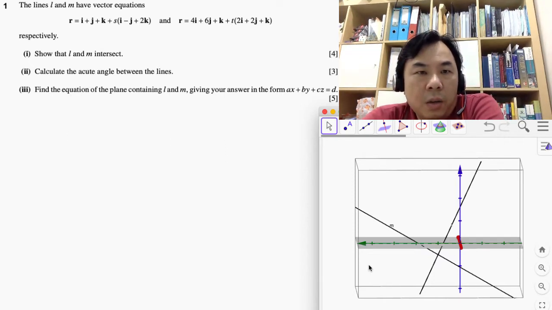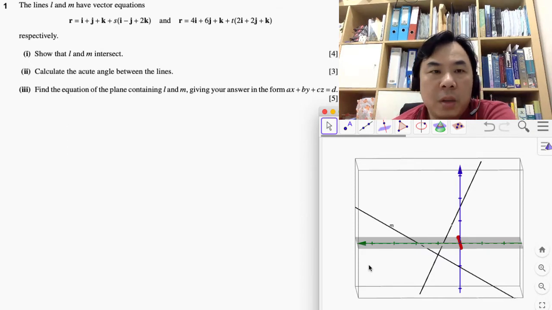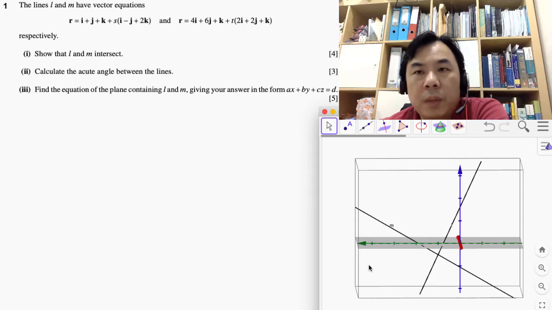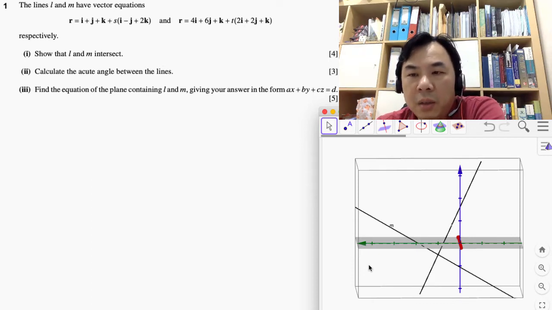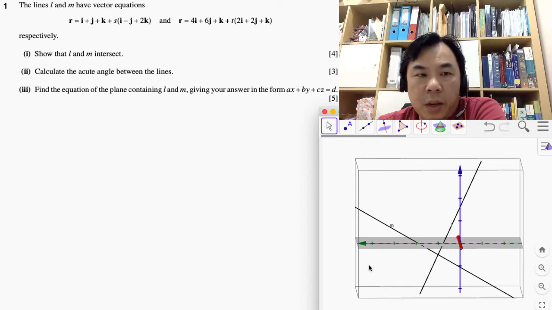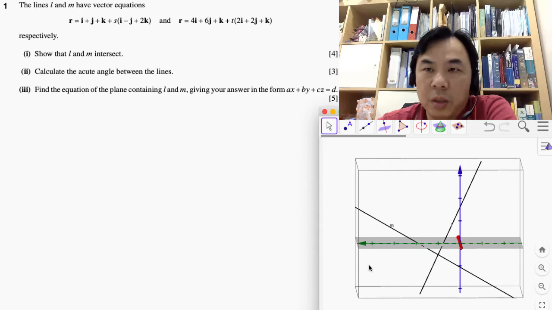Okay. It's always good to have a visual perspective of how those objects actually look in three-dimensional space before we start to solve any vector problem. Right? Now, since we are clear with what we are looking at, and we are quite happy with what we are able to see, now it's time for us to explore the algebraic perspective, which would actually match up with our understanding of the geometrical perspective.